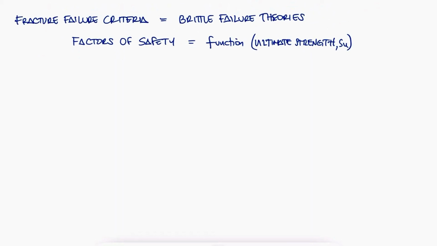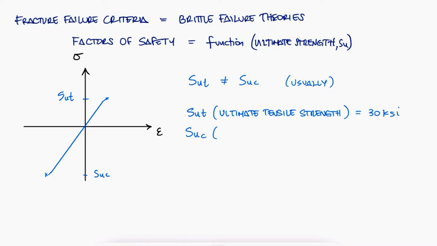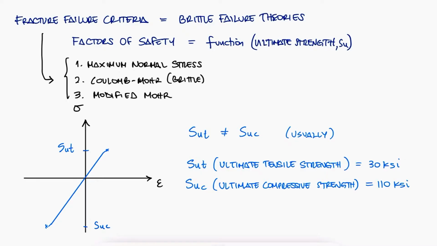Most brittle materials have an ultimate tensile strength that is different to the ultimate compressive strength, although there are some exceptions. For example, cast iron can have an ultimate tensile strength of 30 kSi and an ultimate compressive strength of 110 kSi. For all the fracture criteria, the maximum normal stress, brittle Coulomb-Mohr, or modified Mohr will use the information that we get from Mohr's circle, specifically the principal stresses.